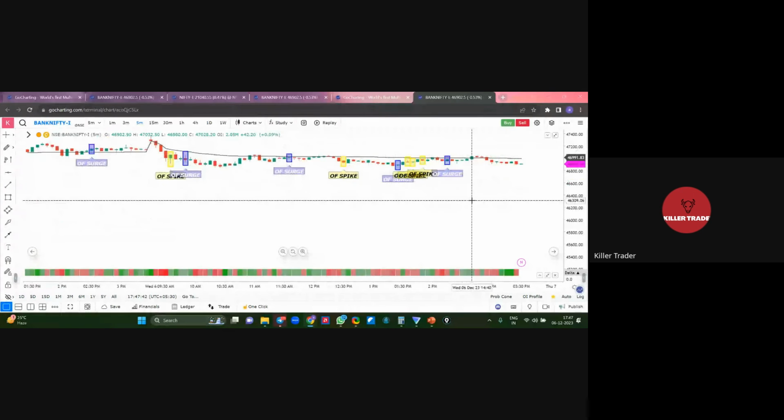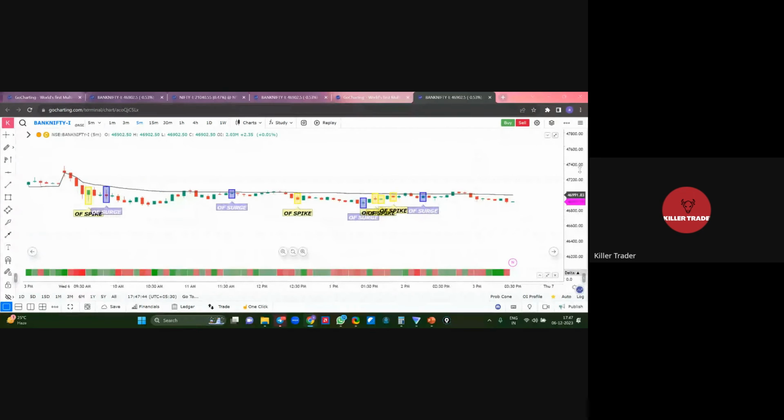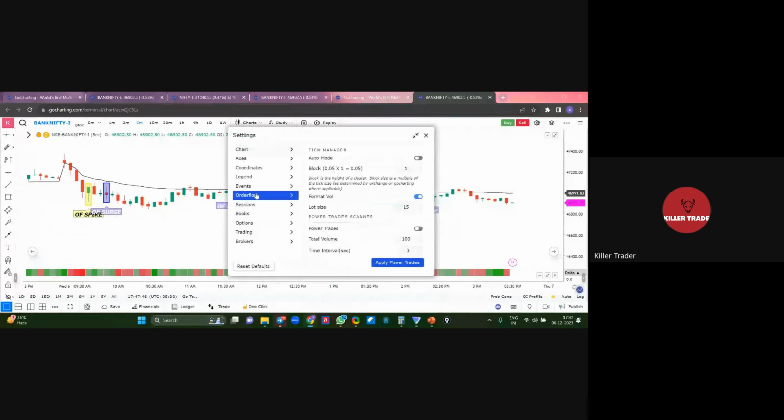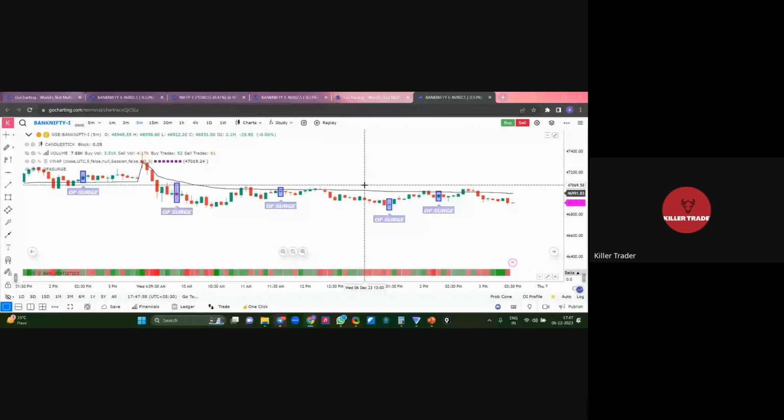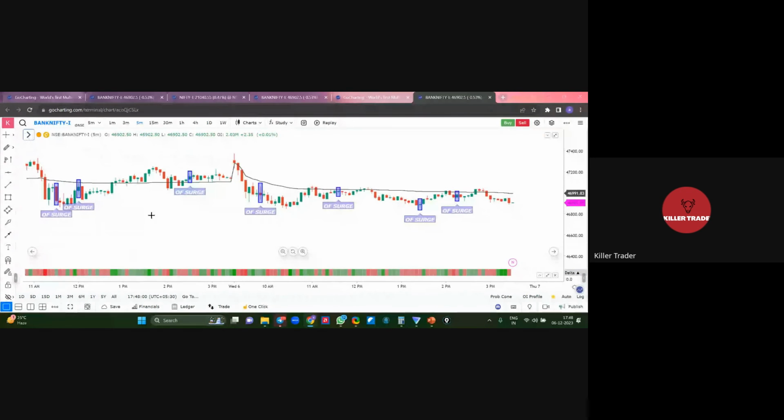So this is how your chart will look once you put the right settings. It will take a few seconds to load. Format volume 15, the lot size, block size is 1, and you apply order flow surge. The first thing that you need to do is turn off spike. Spike is for a completely different purpose. It is for those scalpers who like to trade on 1 minute, for example.